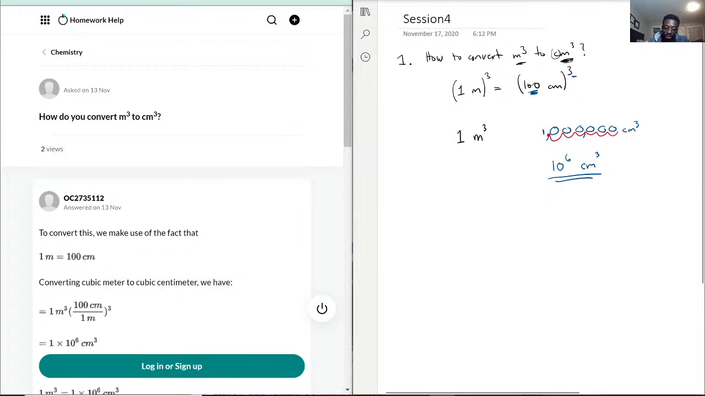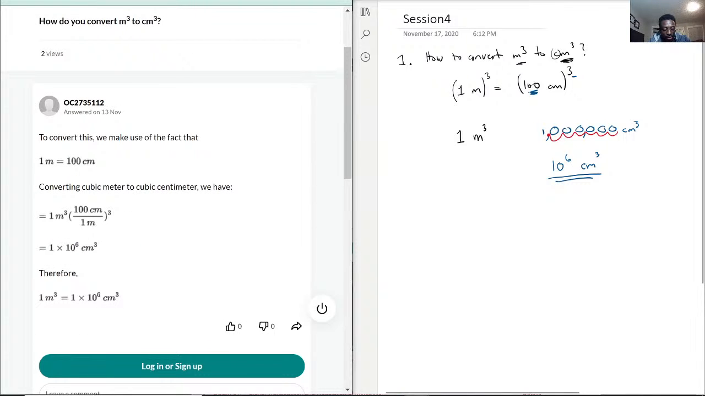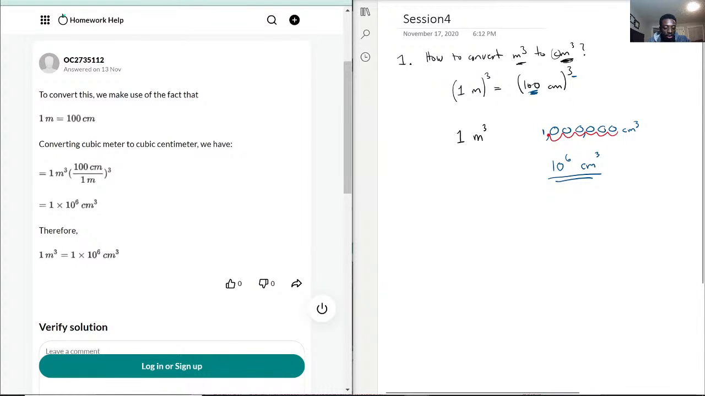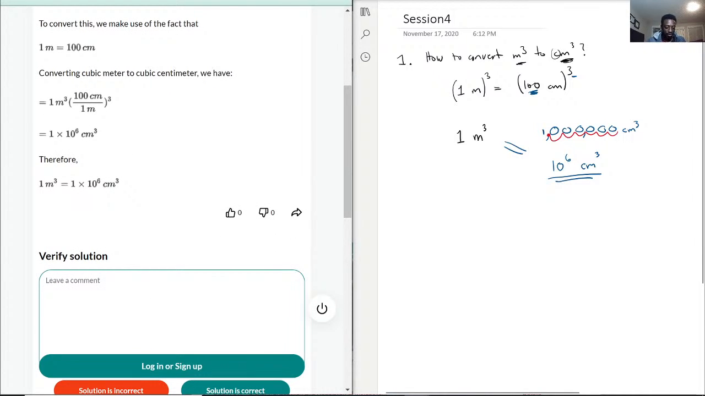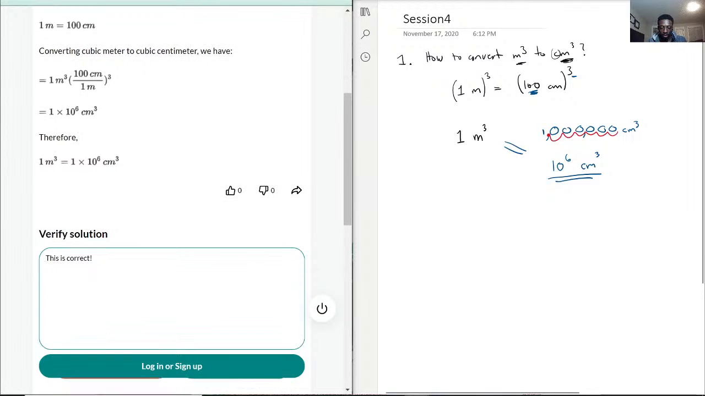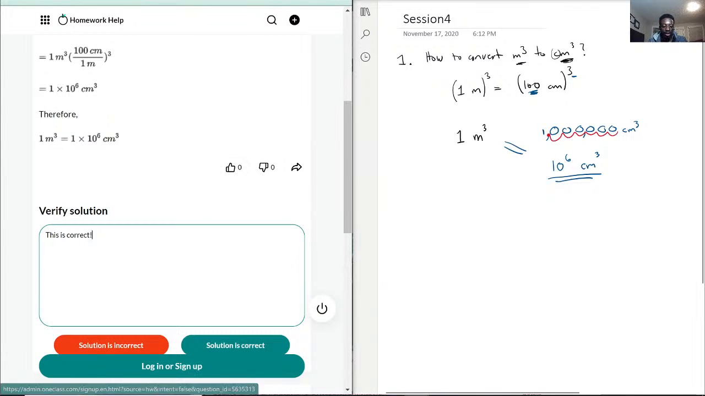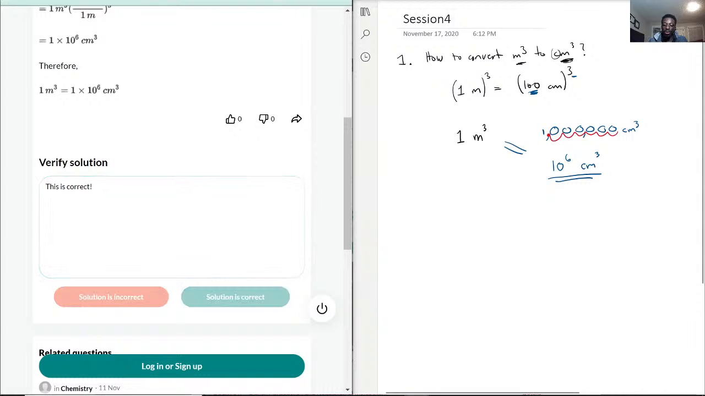Let's see how we did in regards to the actual question. They said that 1 meter is equal to 100 centimeters, which is good, and they converted it, where you have to cube everything, and they do exactly get 1 times 10 to the 6. Therefore, 1 meter cubed is equal to 1 times 10 to the 6 centimeters cubed. So this is correct. Just going to review it, just to make sure that you do keep track of your units. That's usually how you approach these questions.